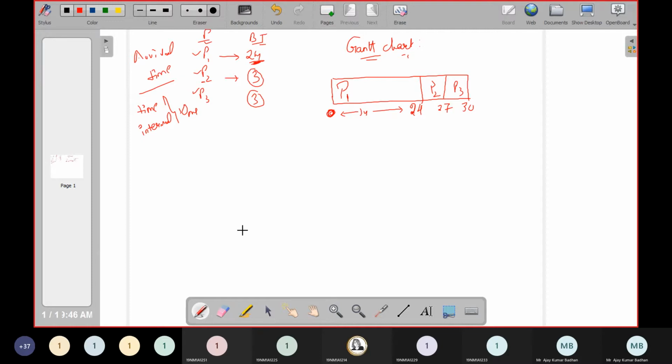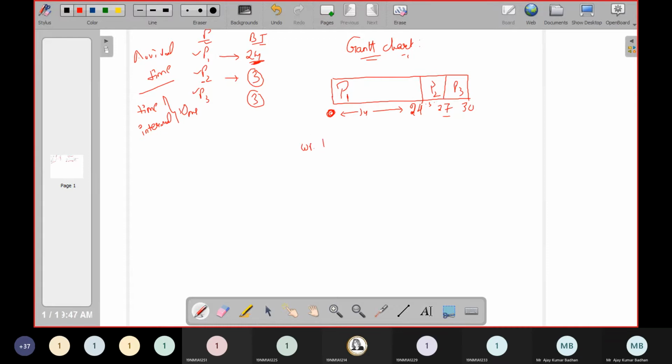I'll explain it one more time. Since process P1 requires 24 milliseconds and all the processes have arrived at 0 milliseconds, we have started from P1. We started at 0 milliseconds, so 24 milliseconds are taken by P1 and it has completed execution. Once it came out, process P2 came into the picture and requires 3 milliseconds of task, so 24 plus 3 is 27. Then process P3 came, it requires 3 milliseconds, so 27 plus 3 is 30.